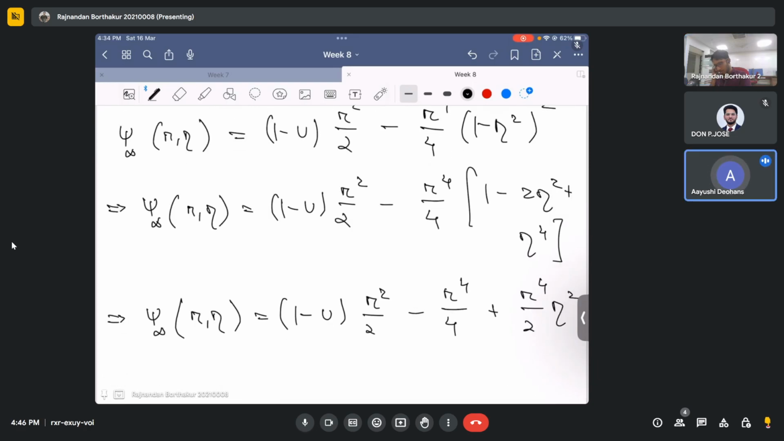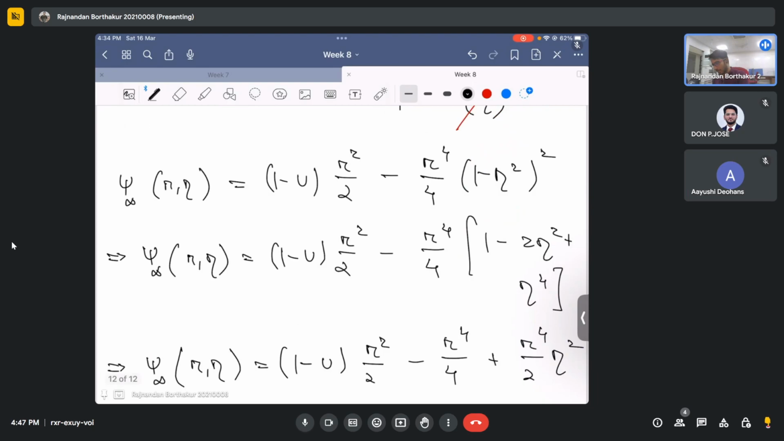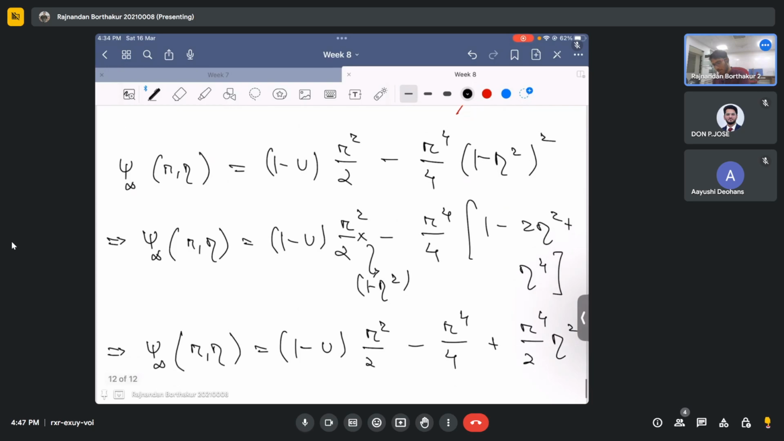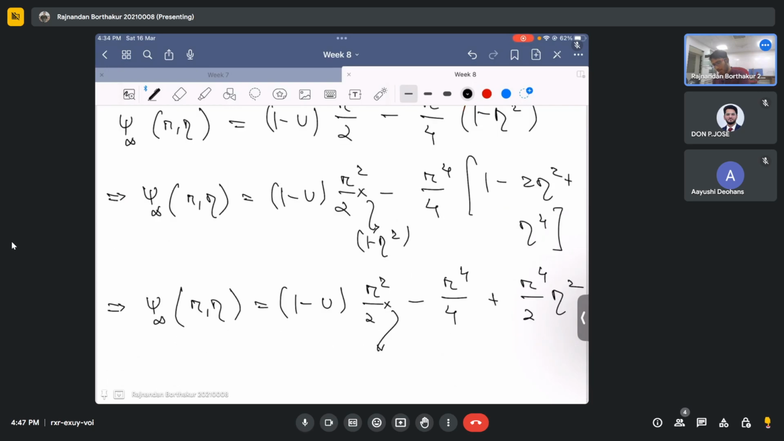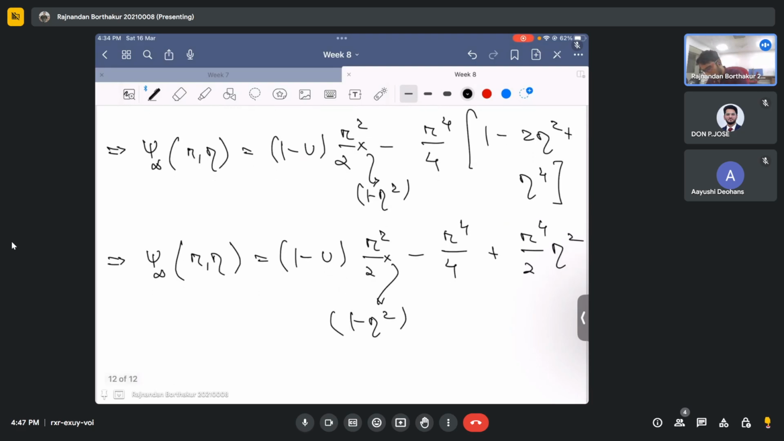Minus, 1 minus eta squared should be multiplied with the first term. Okay, yes, exactly. That's correct. So this term should also be multiplied by 1 minus eta squared. Good, thank you. Then this term would be plus of this, and then this term would be minus r power 4 by 4 into eta power 4.